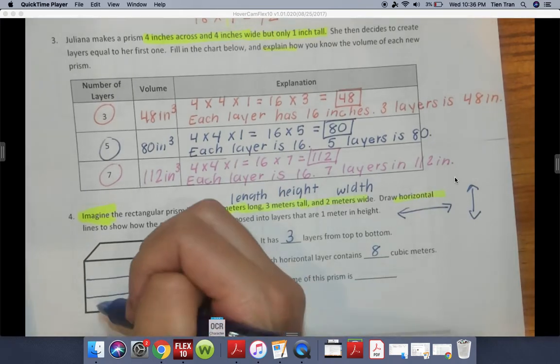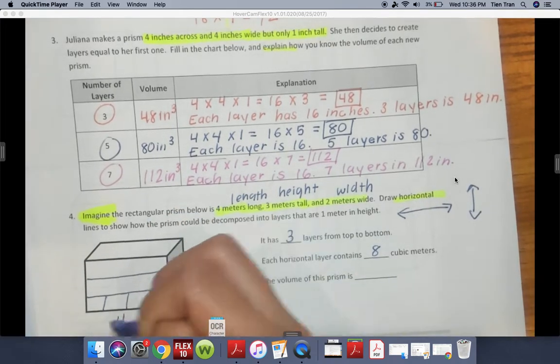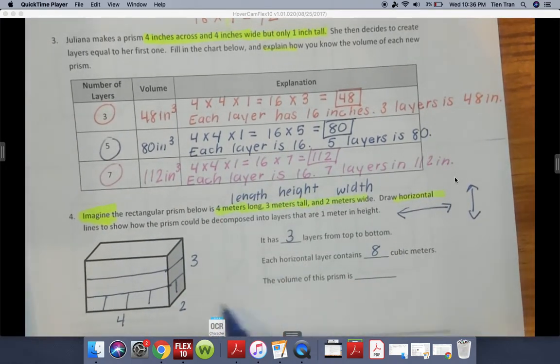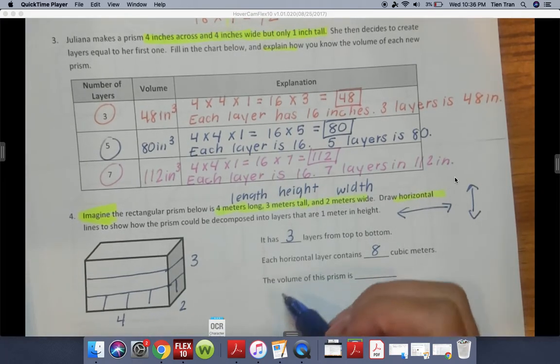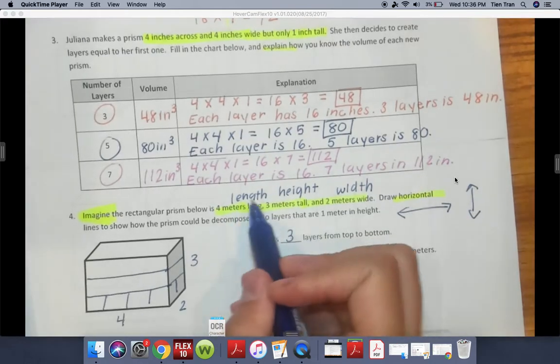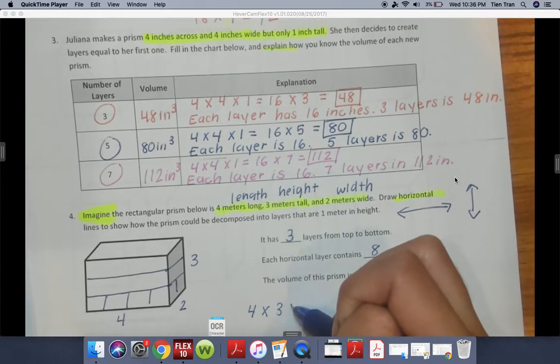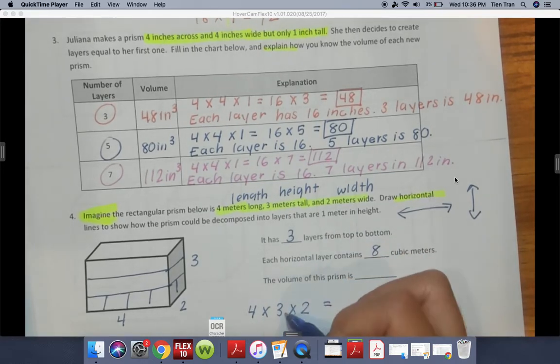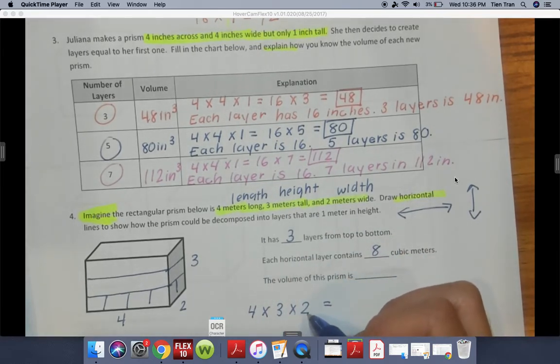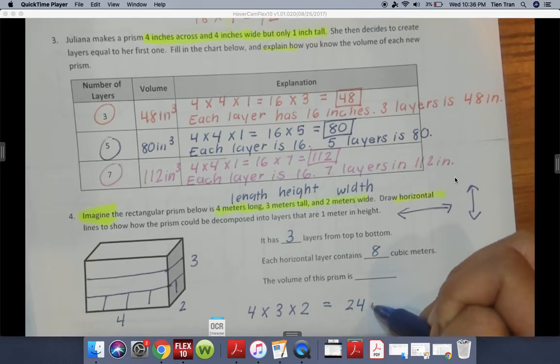So I can show you. There's 4, and this is 2. So 4 times 2 is equal to 8. The volume of the prism, so to find volume, I multiply length times height times width. 4 times 3 times 2. 4 times 3 is 12. 12 times 2 is going to give me 24 meters cubed.